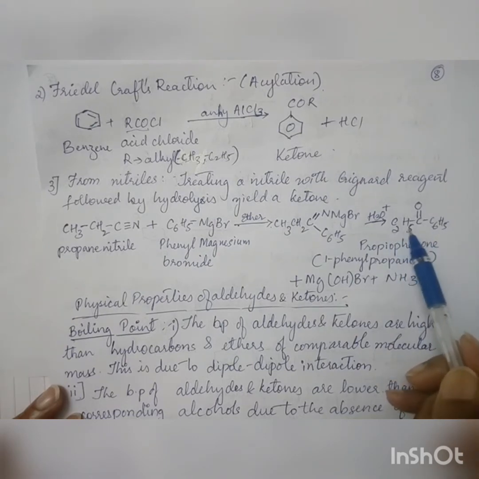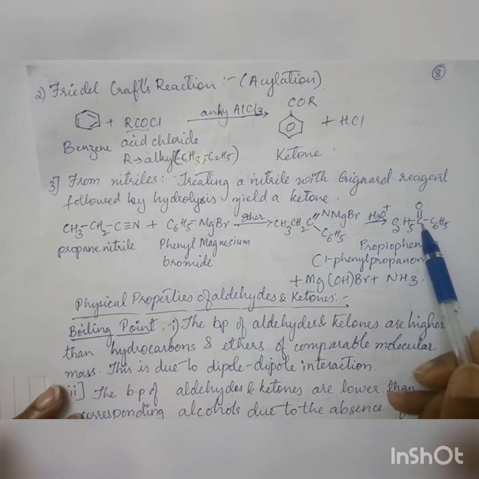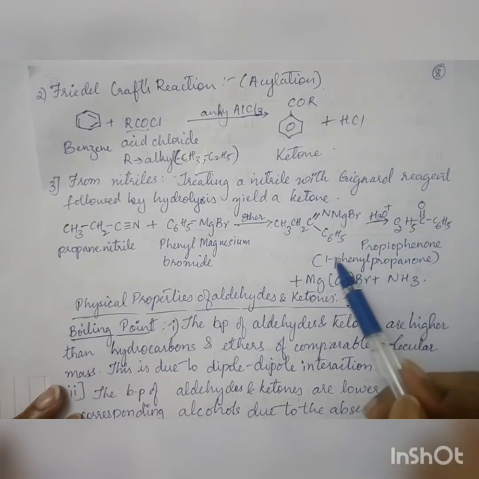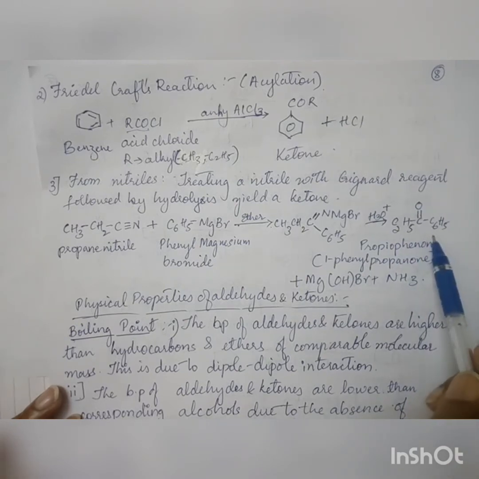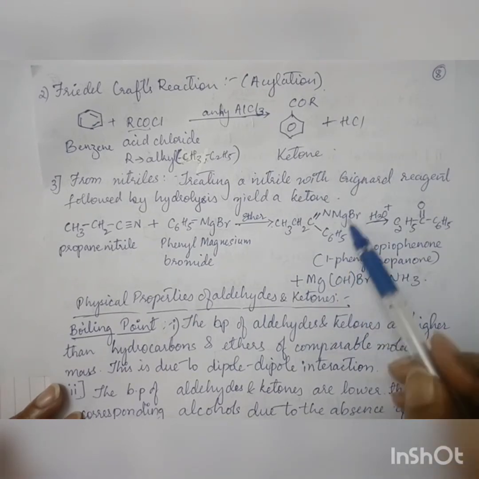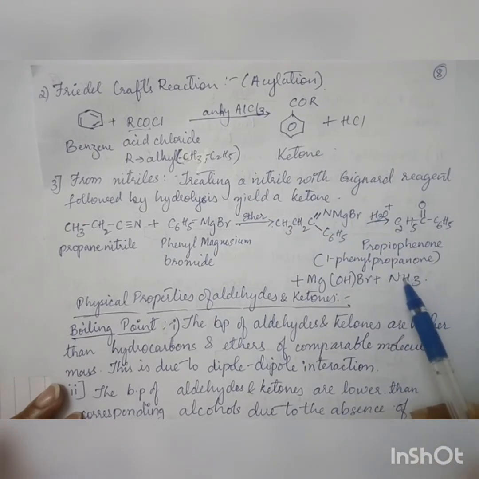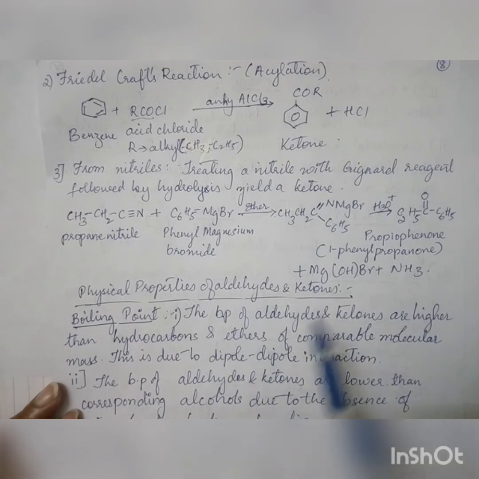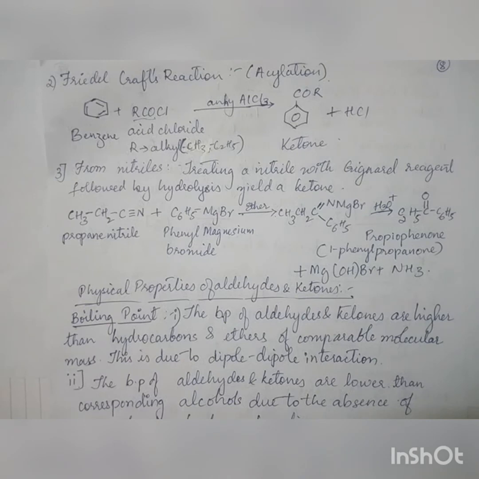You can take these three as a parent chain, that is nothing but a propanone, and to that one on the first carbon you have the phenyl group attached, so you can call it 1-phenyl propanone, or the common name is what? Propiophenone. So in this way it leads to the formation of a ketone. Along with that we have the byproducts obtained, that is MgOH and Br, and NH3. So in this way it leads to the formation of the ketone. So these are a few methods of preparation of aldehydes and ketones.